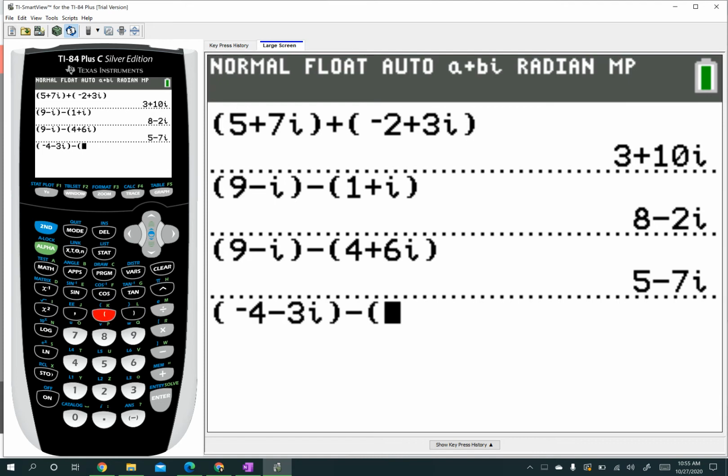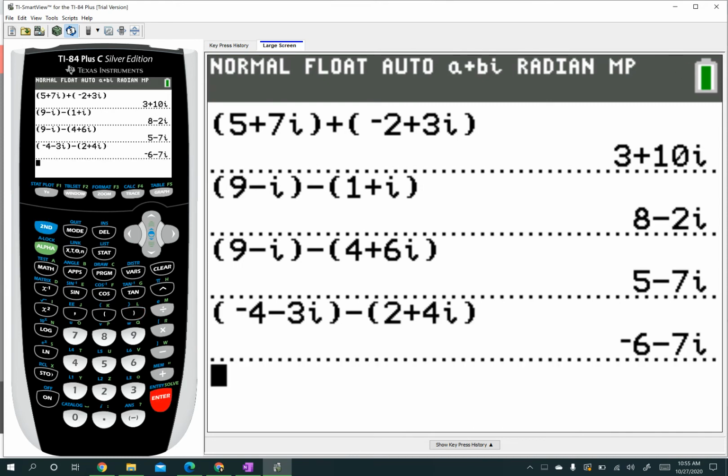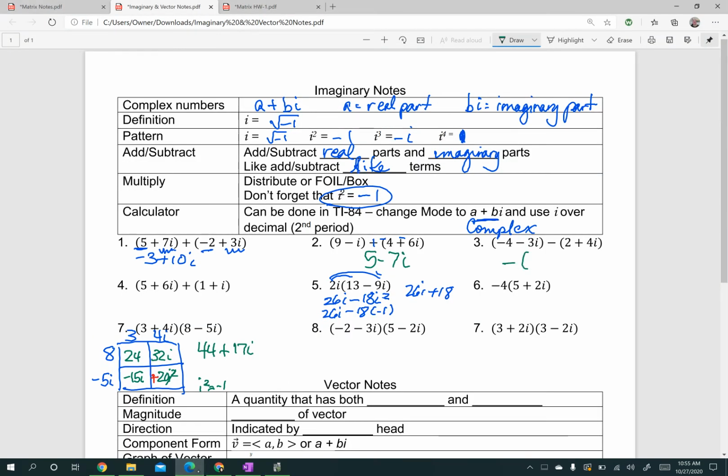Minus 2 plus 4i. So negative 6 minus 7i. Now, some of these you can probably do quicker. 5 plus 1 is 6. 6 plus 1 is 7. So 6 plus 7i. Let's double check this guy.